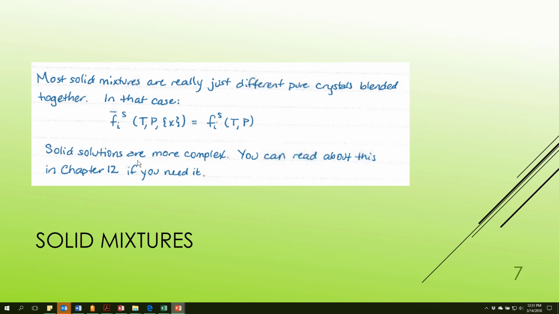So in our next lesson, we're going to come back and look at activity coefficients and what models we can use to estimate those liquid activity coefficients.